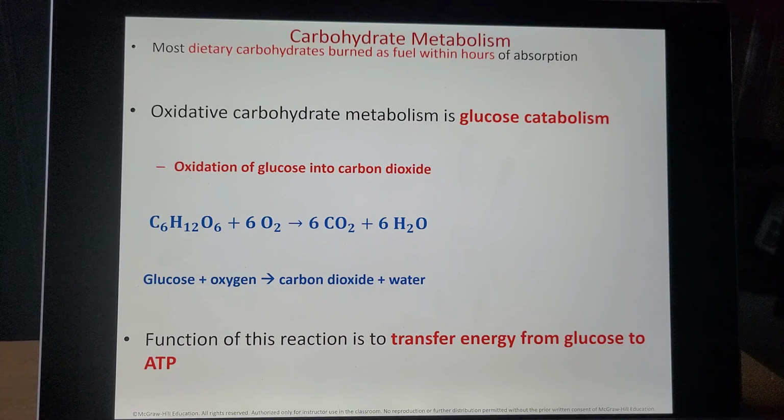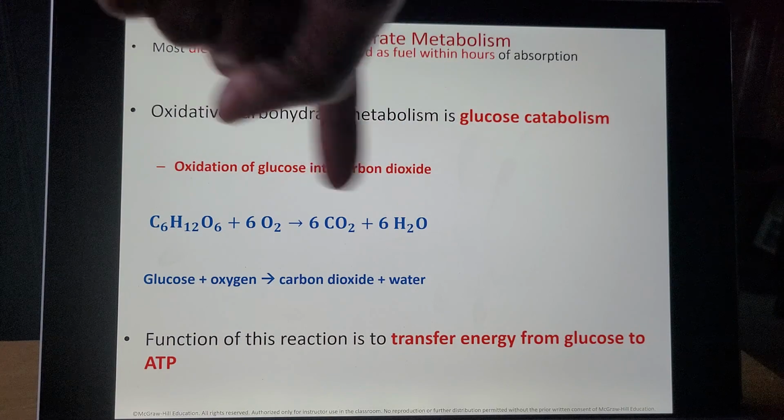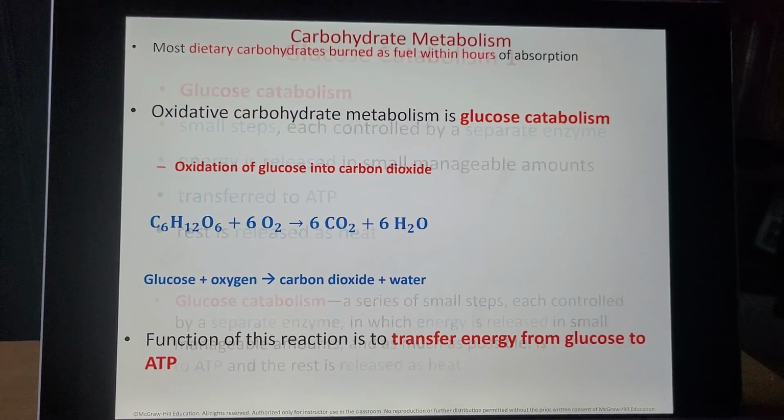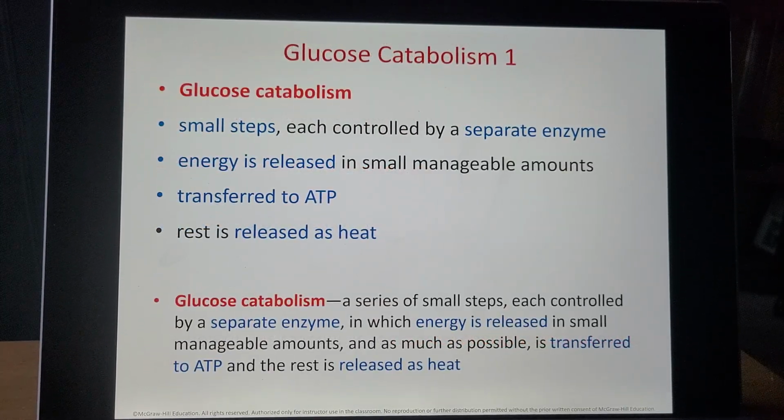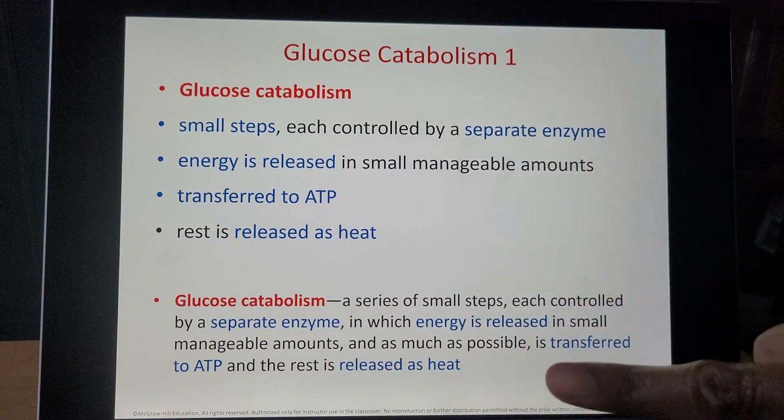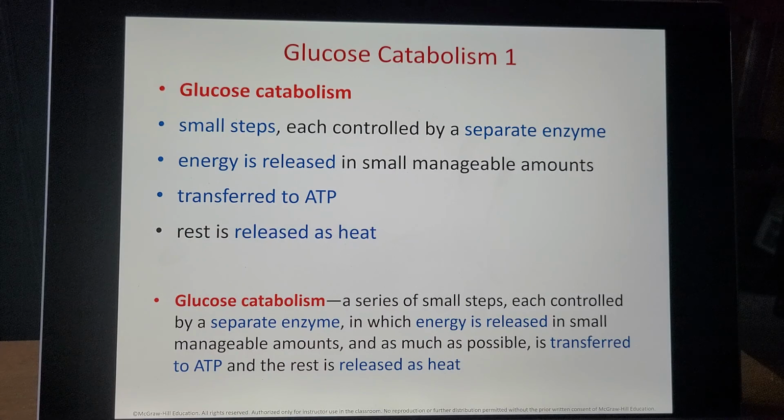So the function of this reaction is to transfer the energy from glucose into ATP, and then this is just the excess waste that we create in that process. Here's your glucose catabolism definition. This is the same, just in paragraph form, and this is in bullet form.